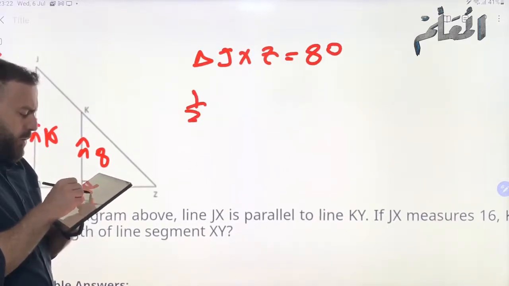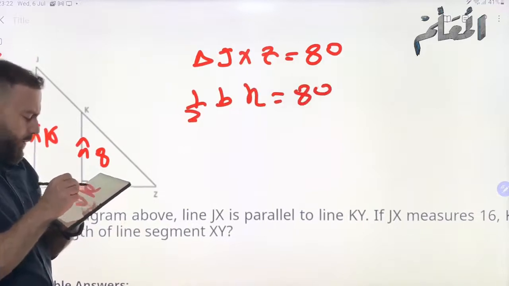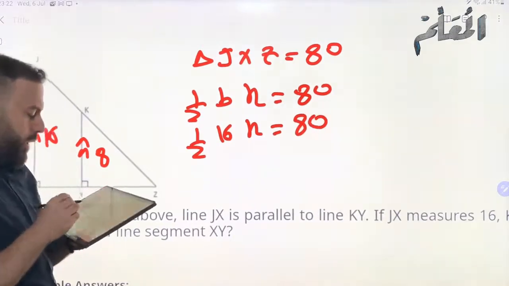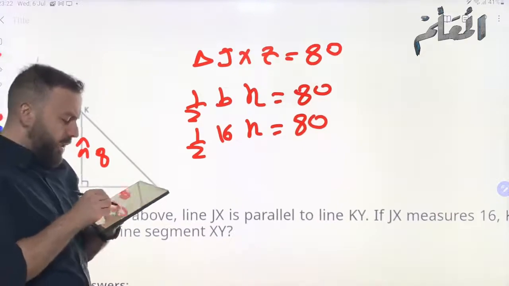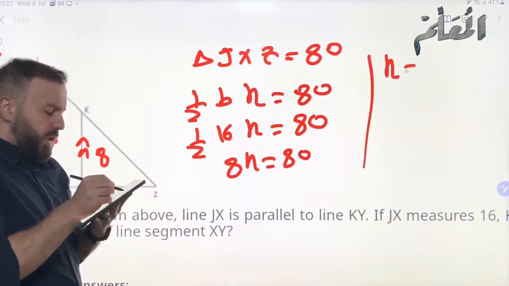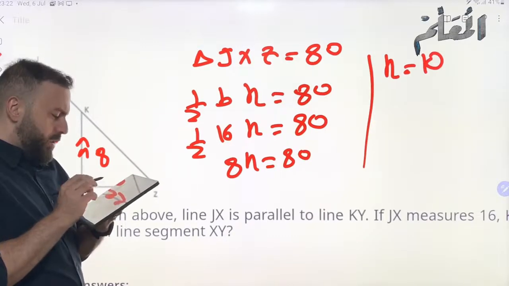So half times base times height is equal to 80. So what's the base? We have 16. Half times 16 times h is equal to 80. Right? So which means half times 16, 8h is equal to 80. In this case, h is equal to how much? 10, which is the height.